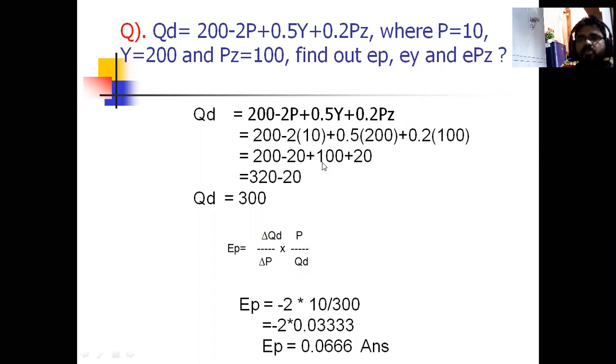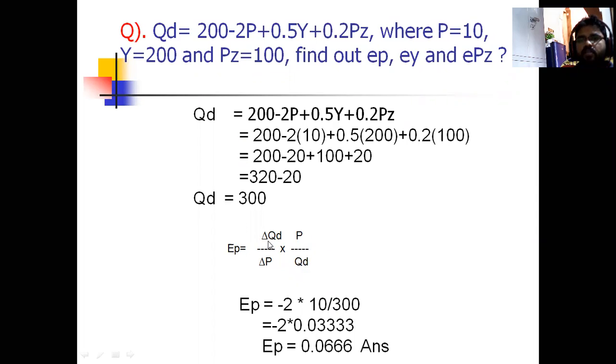If you add these positive values, 200 plus 100 is 300, 300 plus 20 is 320, and 320 minus 20 gives 300. So QD is equal to 300. I put it here, 300. Simple, I substituted these values.